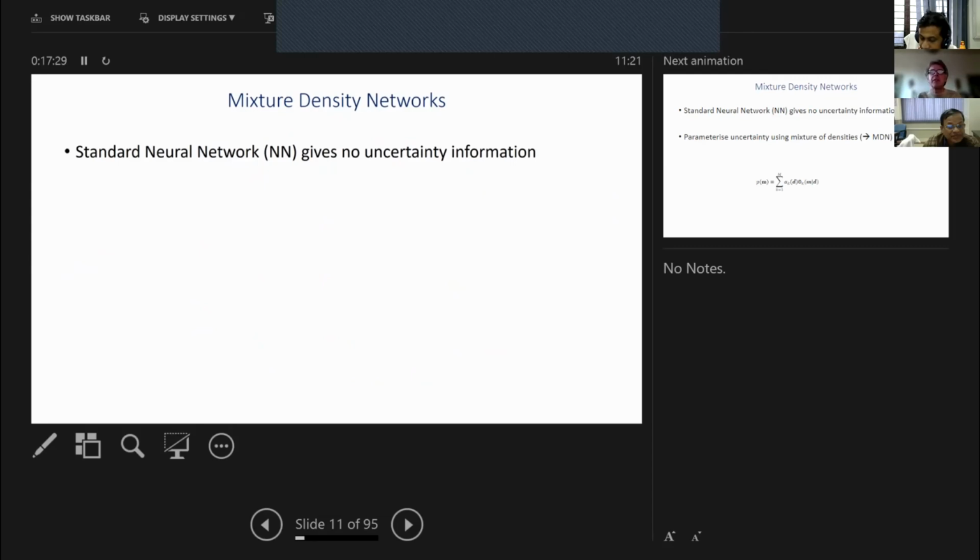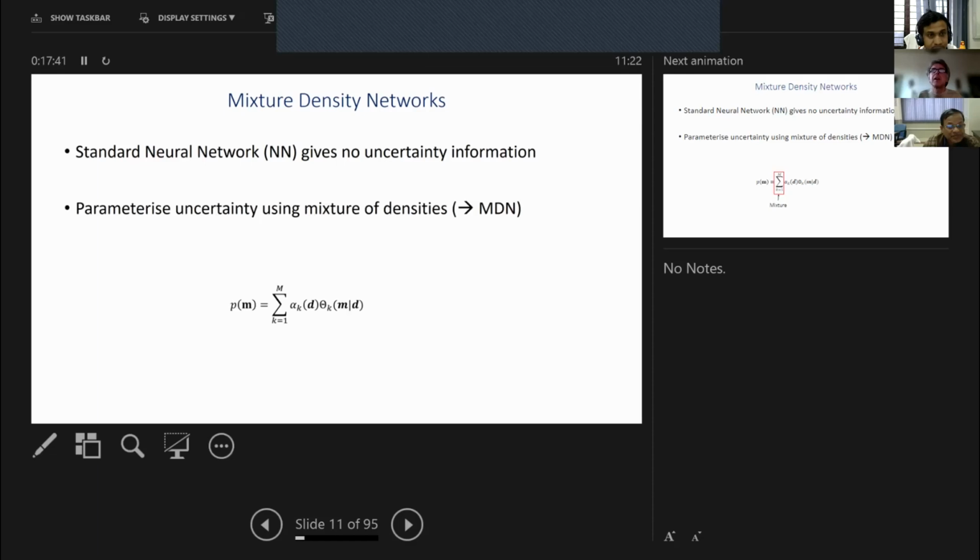So if we want the mixture density networks, which are a structure around the neural networks, to give uncertainty information, the first thing is we have to allow the networks to parameterize the uncertainty. And we're going to do that using what's called a mixture of densities. And hence the name MDN, mixture density network. And so the way that we parameterize any probability distribution is as a sum, which is what mixture means.